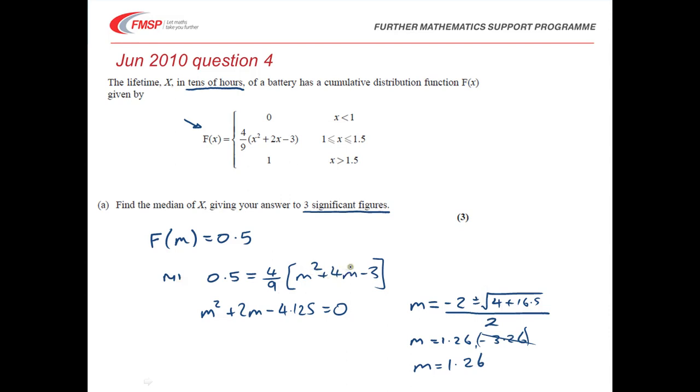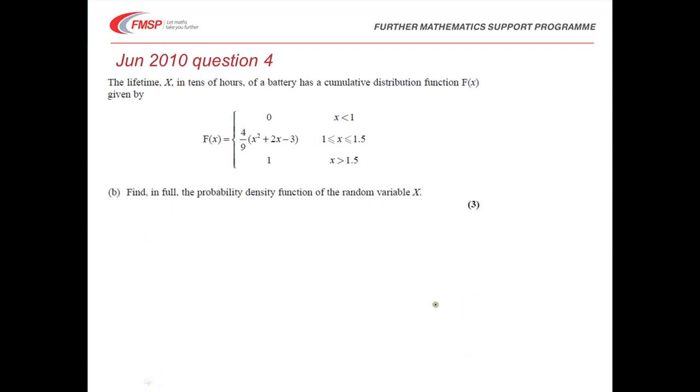You could use X, but M for median seems a little bit better. You then get a method mark for attempting to solve the quadratic, and again the formula is by far the most efficient way of doing it at this level, and then you get an accuracy mark for getting the correct answer. If you just leave it as 1.26 and minus 3.26, you will not get that final mark. You do need to discount the incorrect value.